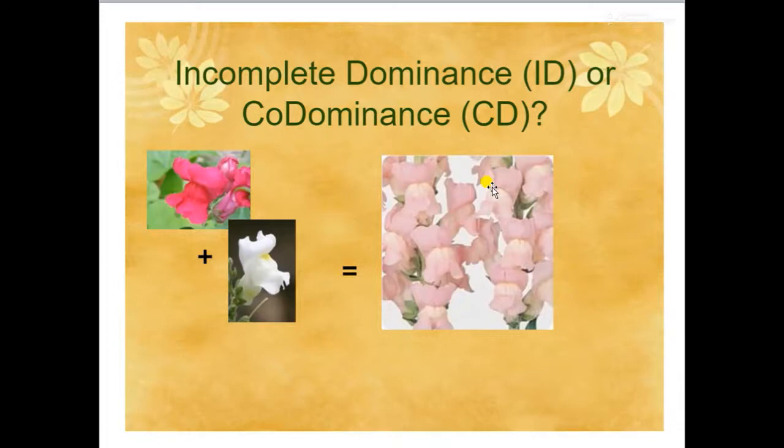And of course, in the next generation, they would split. There would be red as well as white. There would be pink also. So this is a case of incomplete dominance. If it was codominance, you would see red as well as white together, but you would not get an intermediate phenotype.